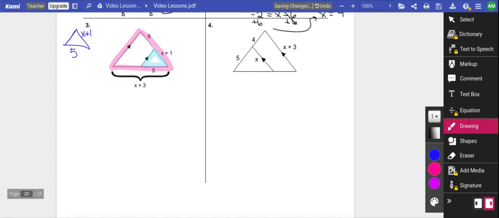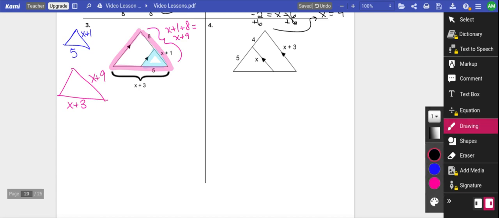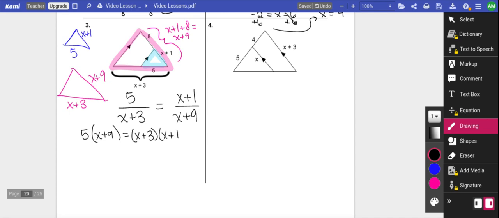And my big triangle, I have x plus 3, and I need this whole length. So that would be x plus 1 plus 8, which would be equal to x plus 9. Now I can set up my proportion. 5 corresponds with x plus 3. X plus 1 corresponds with x plus 9. If I cross multiply, I have 5 times x plus 9 equal to x plus 3 times x plus 1.